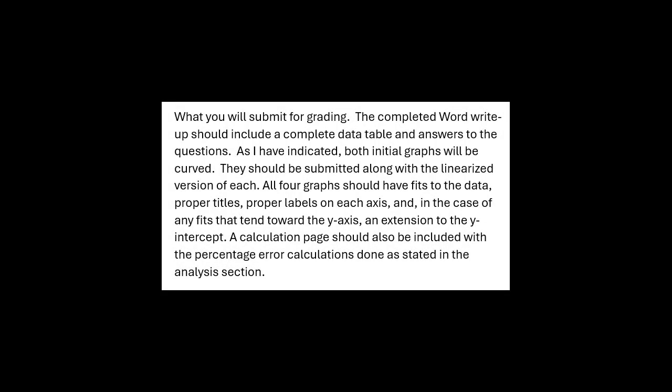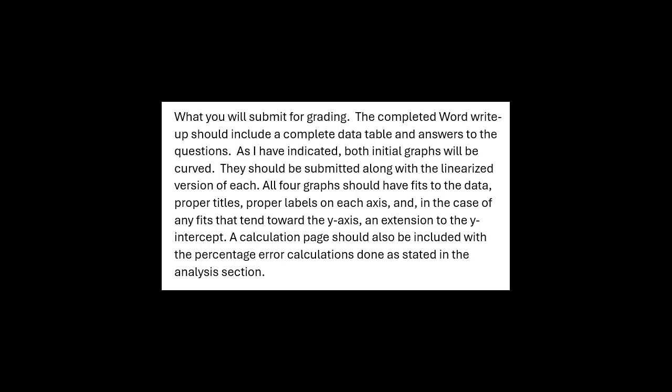What you will submit for grading. The completed Word write-up should include a complete data table and answers to the questions. As I've indicated, both initial graphs will be curved. They should be submitted along with the linearized version of each.